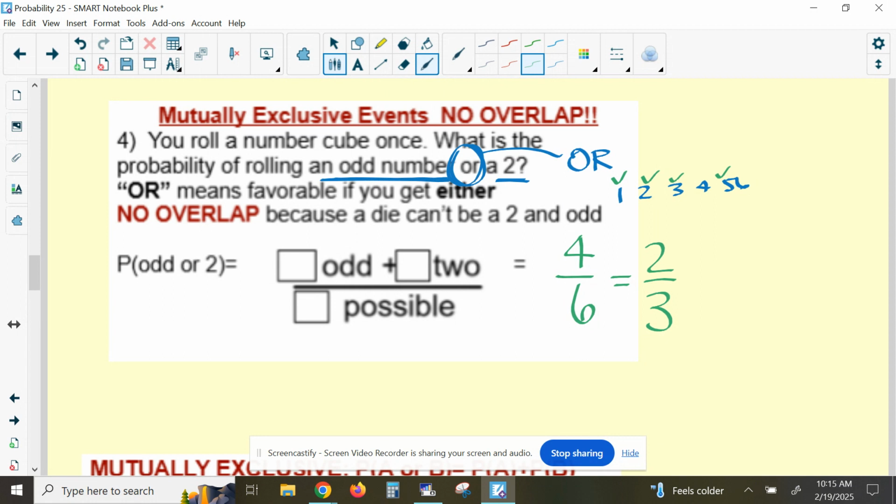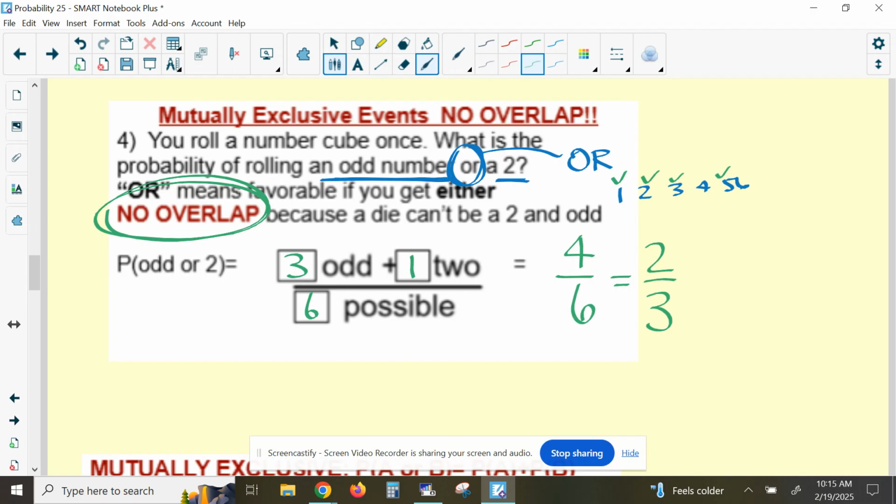Now they're saying you could actually break it up also. So let's do it their way and break it up. If there's no overlap, which there wasn't, because the odd numbers were all different than the 2, we didn't have to count anything twice. But you can just do odd. How many odd were there? 3. And how many 2s were there? 1. And possible was 6. So you could get your 4/6 that way. If there's no overlap, either way works, right? You get the same answer.